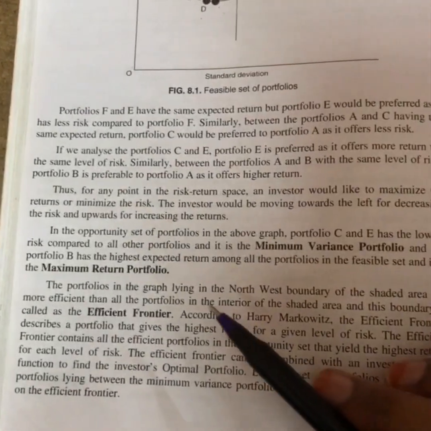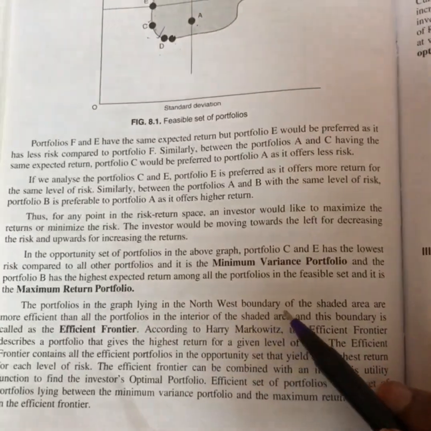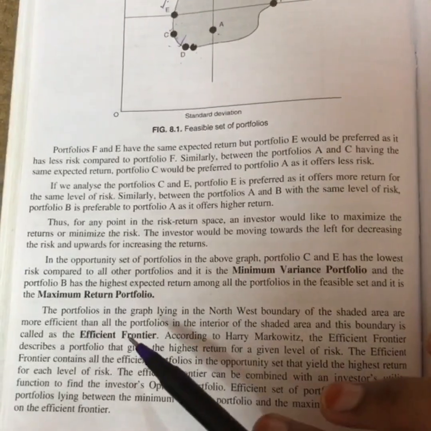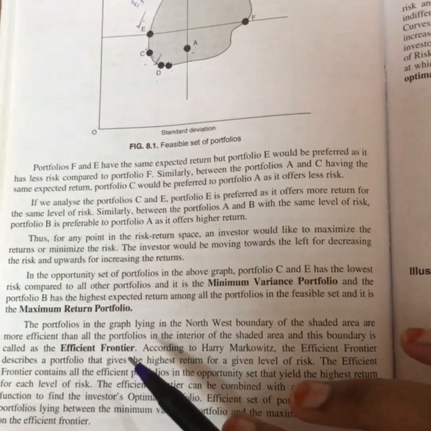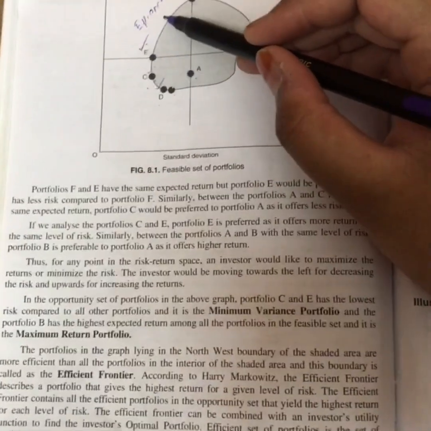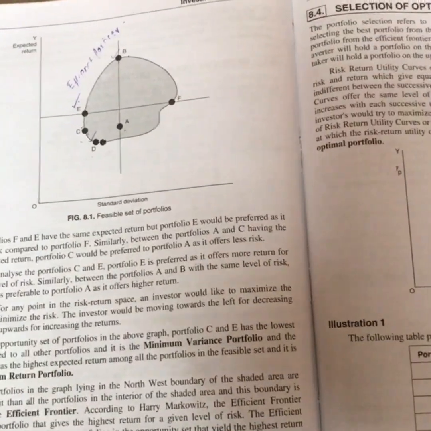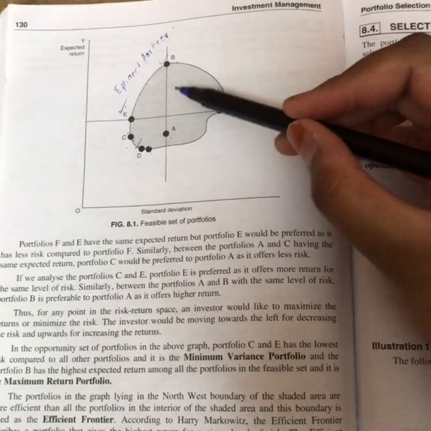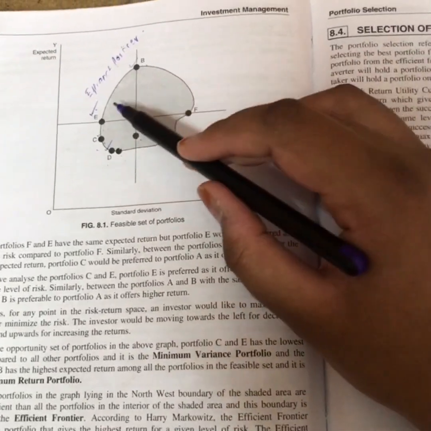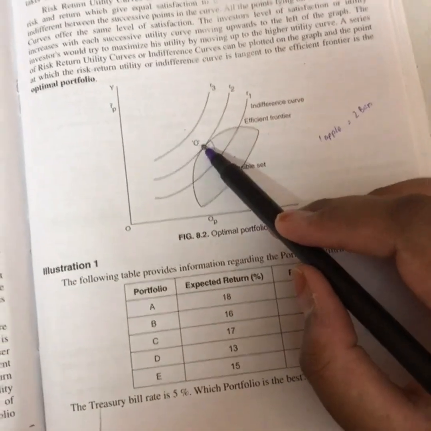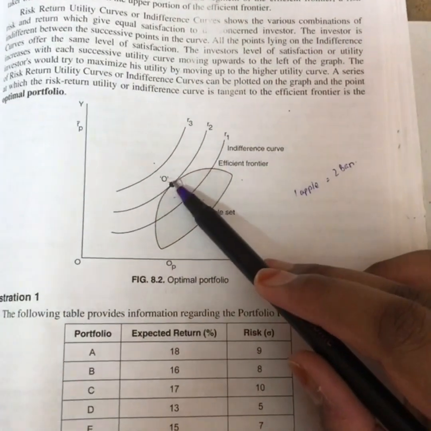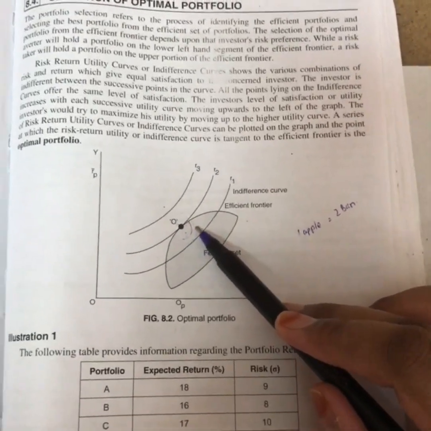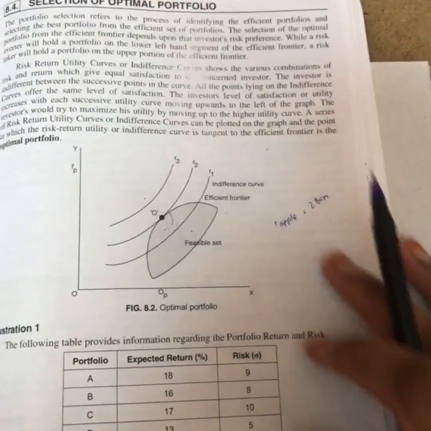We have a definition here. The portfolios in the graph lying on the northwest boundary of the shaded area are more efficient than all other portfolios in the inner part of the shaded area, and this boundary we call the efficient portfolio. These are the efficient set of portfolios. We saw the meaning of efficient and inefficient, right? We call this the efficient frontier. When the efficient frontier meets the indifference curve, that is where we call it the optimal portfolio, and this is the portfolio which we select. So this is the process of portfolio selection.